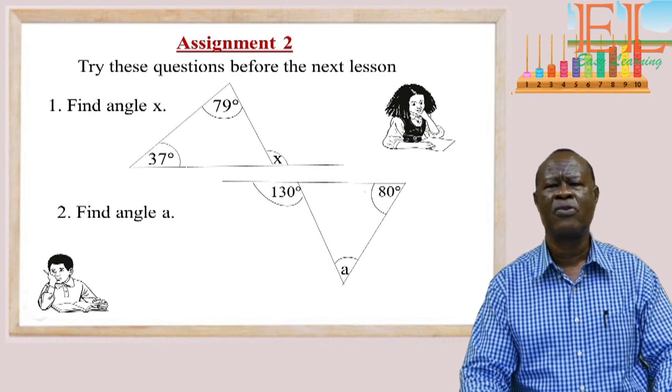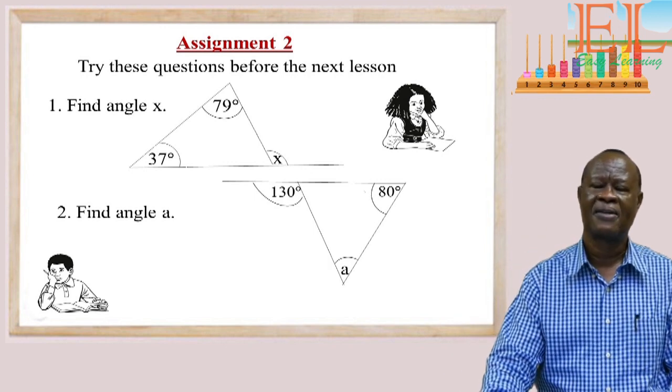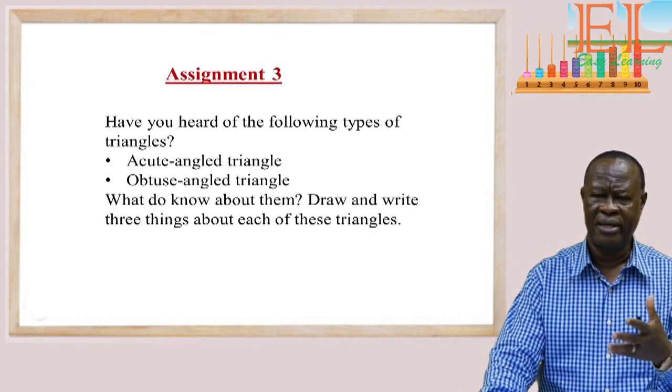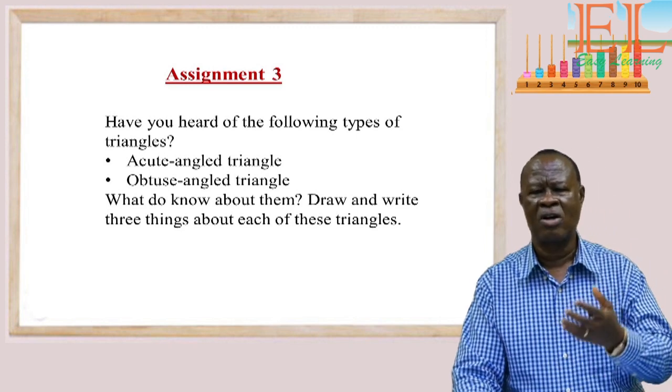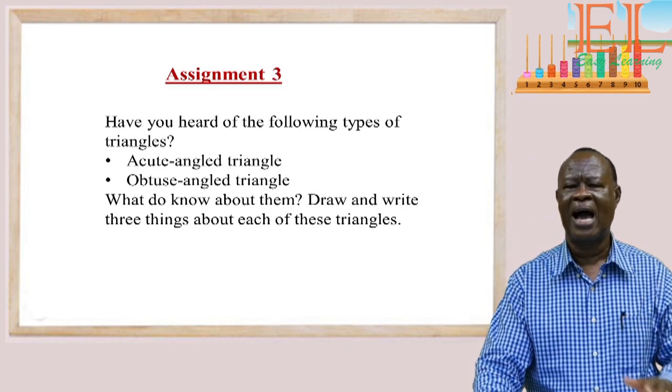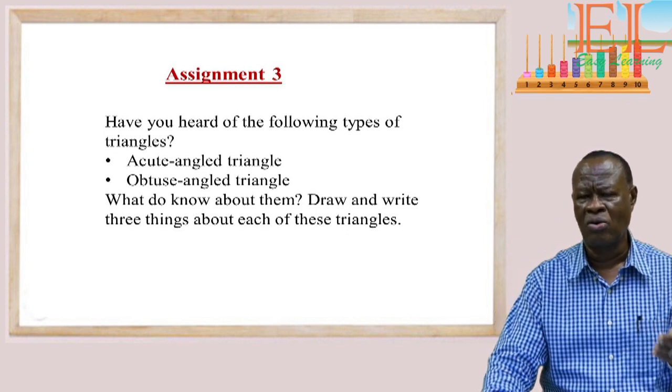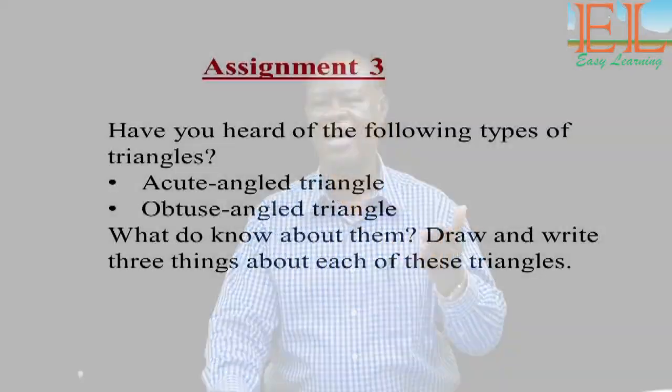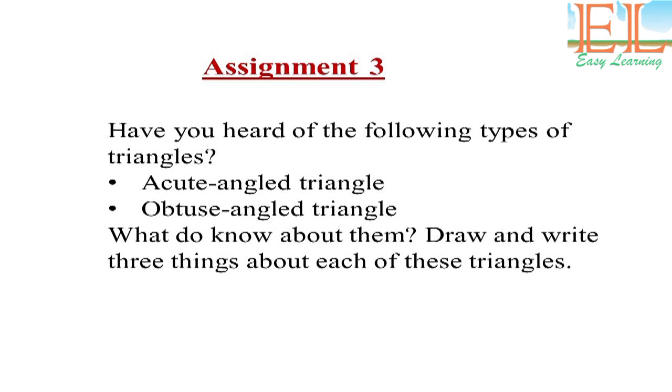Yes, students, we move on to assignment 3. Here is more of discovery, observing that idea. And then we are asking you to follow your drawing. You have heard of the following types of triangles: acute angle triangle, and then obtuse angle triangle. What do you know about them? Draw and write 3 things about each of these triangles.